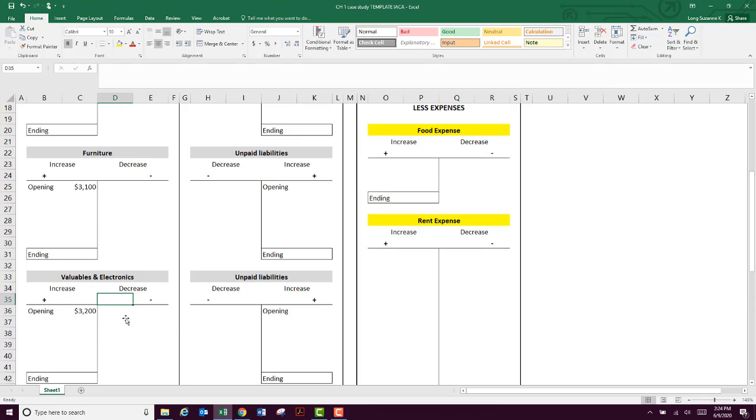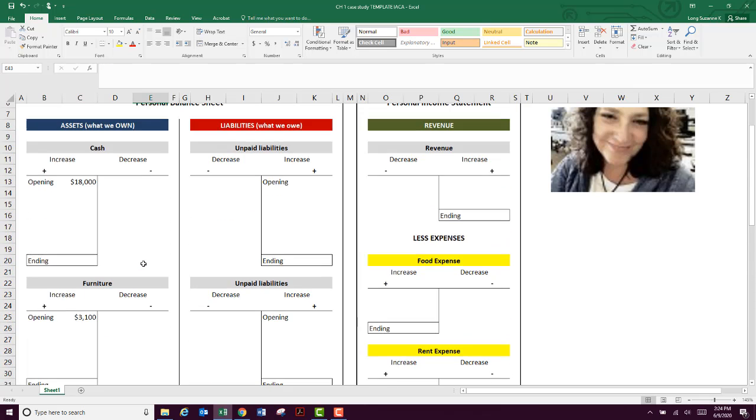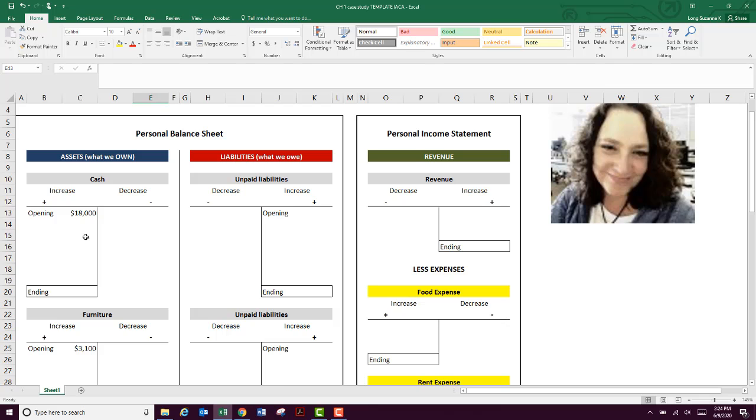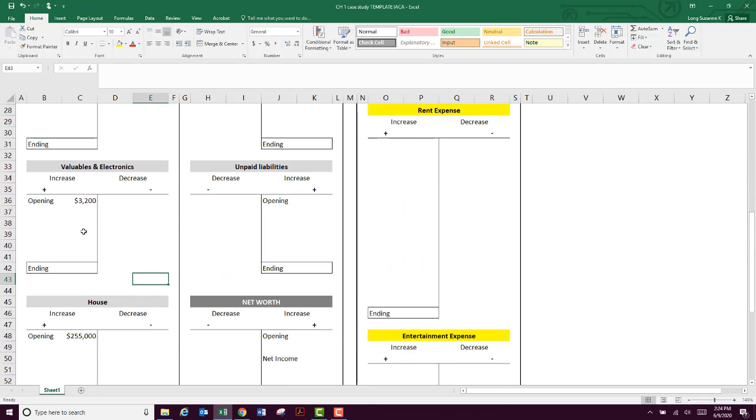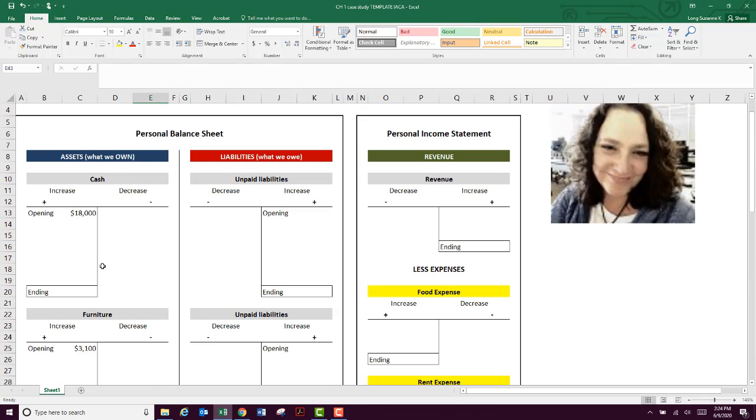And the next one says house. House, whoa, $255,000 for this house. Not shabby. Okay, copying and pasting that opening down there and typing in house. I'm going to look at my assets. I got cash, furniture, valuables and electronics, and house. I got my 4 assets in. Nice. Excellent. Very good.